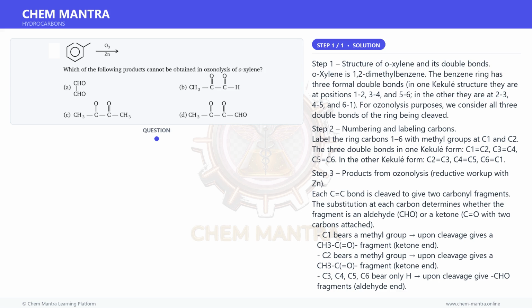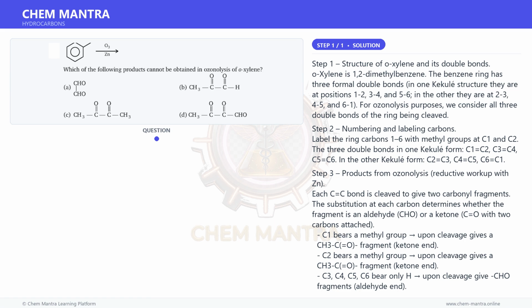Step 1. Structure of o-Xylene and its double bonds. O-Xylene is 1,2-dimethylbenzene. The benzene ring has 3 formal double bonds. In one Kekulé structure they are at positions 1 to 2, 3 to 4, and 5 to 6. In the other they are at 2 to 3, 4 to 5, and 6 to 1. For ozonolysis purposes, we consider all 3 double bonds of the ring being cleaved.